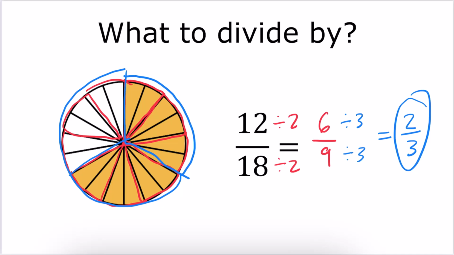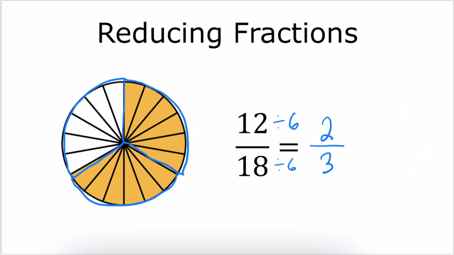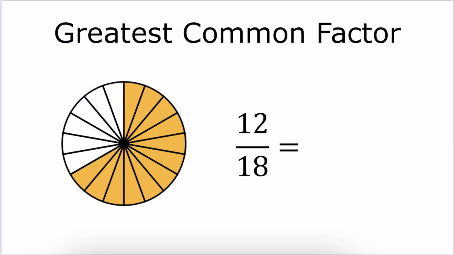And after they have some practice with this, they may notice that some numbers are easier to divide by than others. Like in this case, we divided by 2, but then we had to divide by 3 because the resulting fraction wasn't fully reduced. But in this example, when we just divided by 6, we got directly to the reduced answer. And so once your students are noticing that, you can teach them about the greatest common factor to help them know what number is the most efficient to divide by.